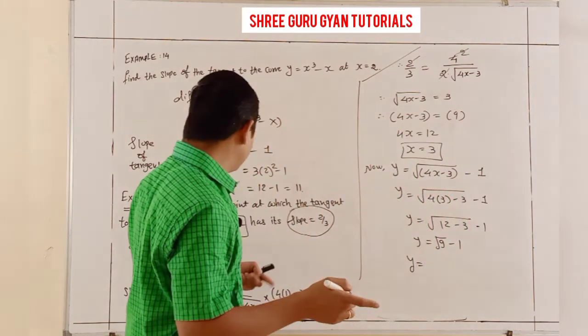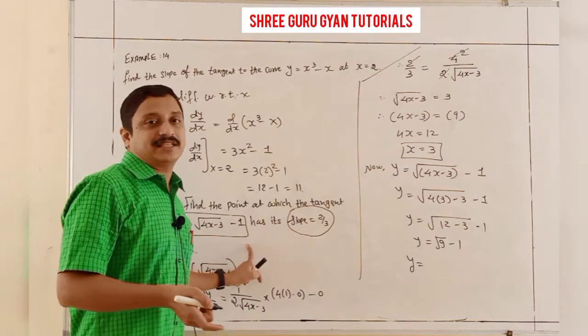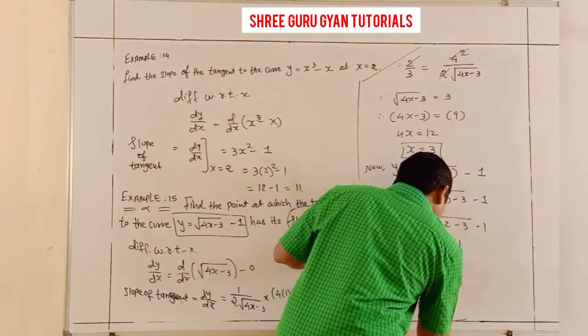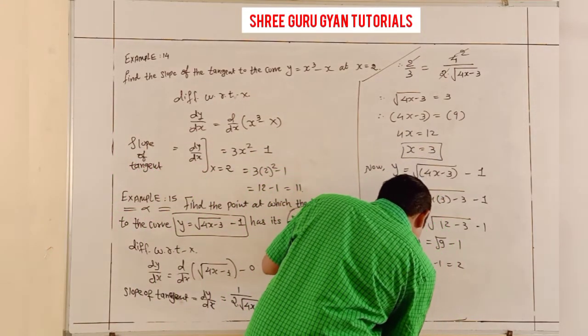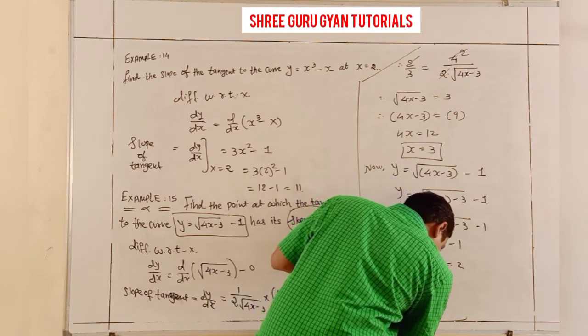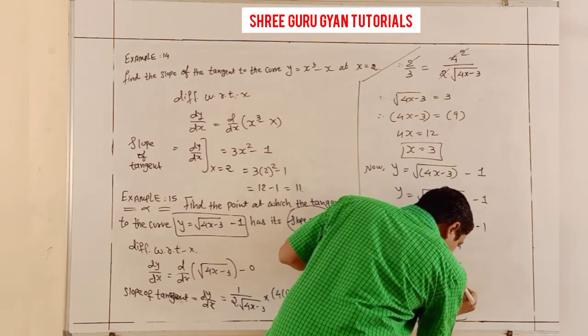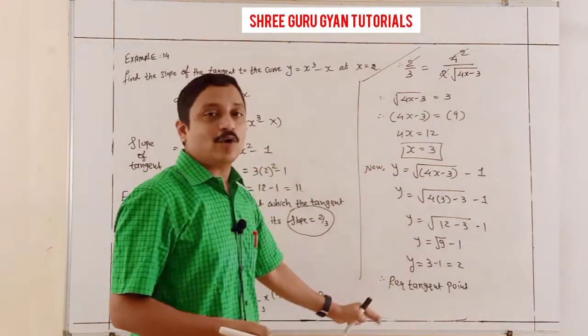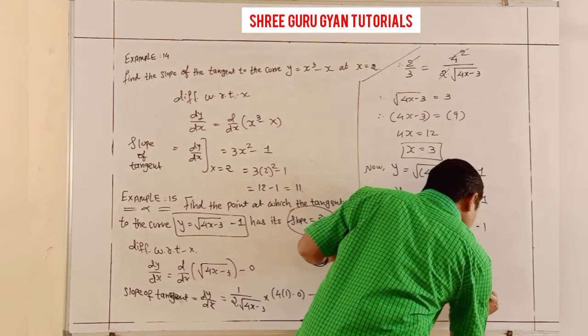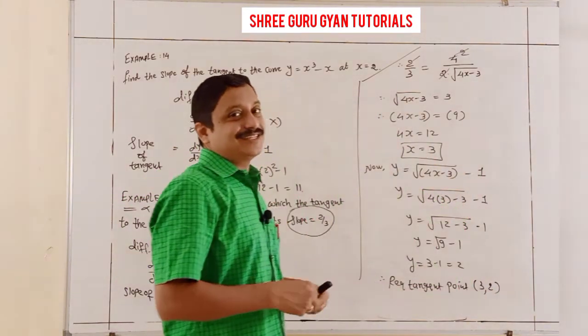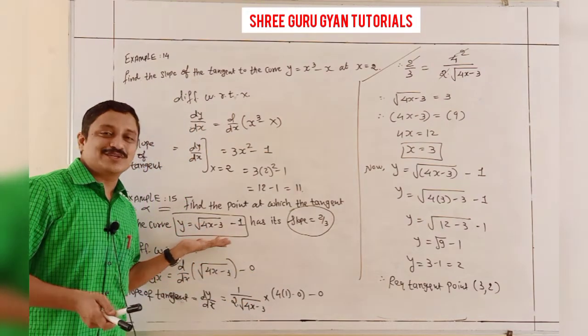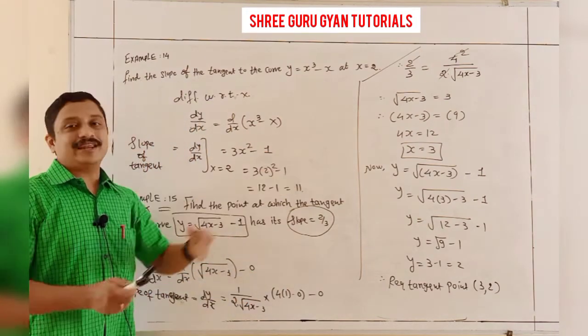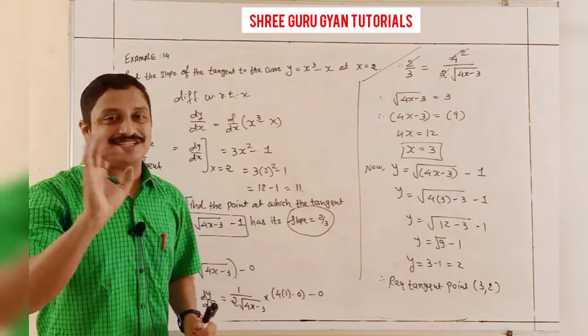Because the slope is already given, and that value. So here you have 3 minus 1, which is 2. So the required tangent point is ready: 3, 2. See, very easy solution, no? The tangent's slope is given and the curve is given, and here, students, my numerical is revised.